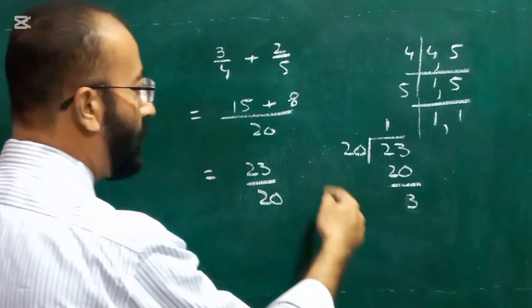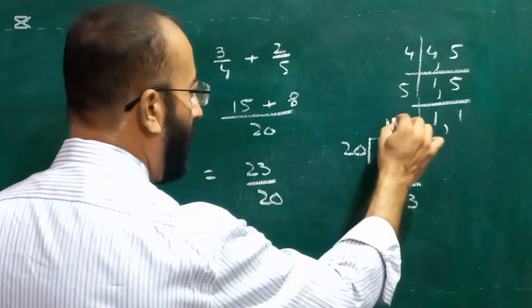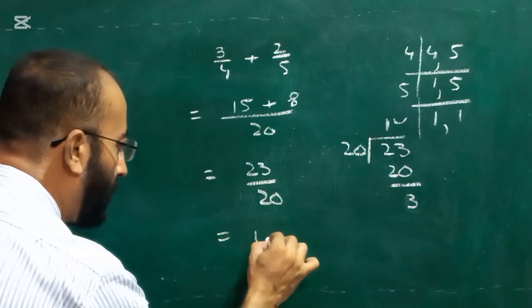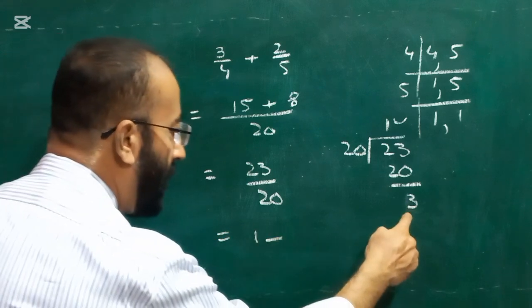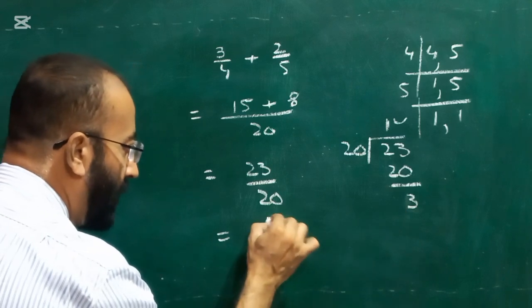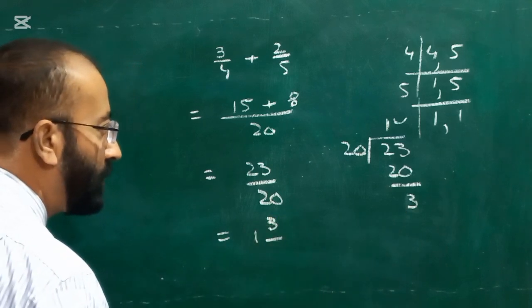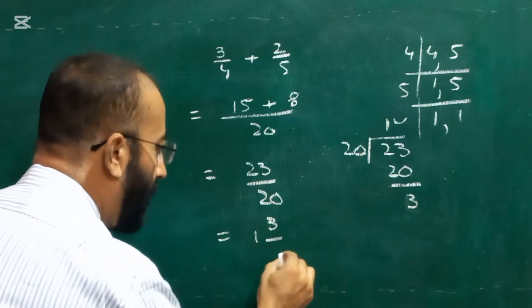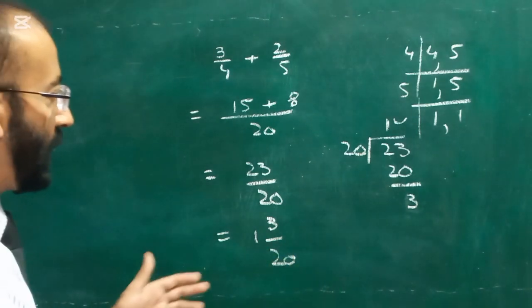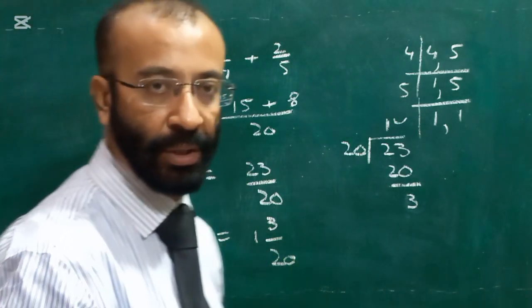So the method to write this number is: write the quotient as the whole number part, the remainder as the numerator of the fraction part, and this divisor as the denominator of the fraction part. So this is the answer to this question.